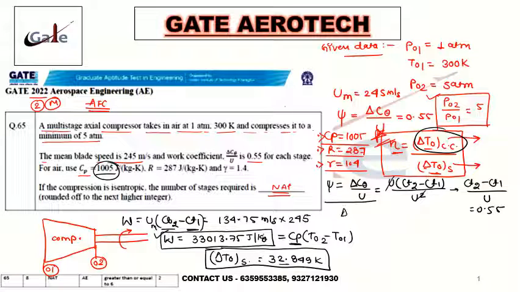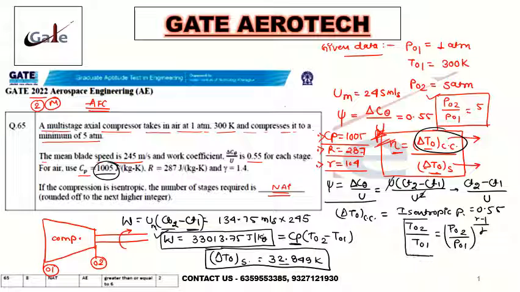Now we need to find the change in temperature across the complete compressor. So if you see, they have given that the compression process is isentropic. If you remember, the isentropic process is given by this formula: T02 divided by T01 equals P02 divided by P01 raised to gamma minus 1 by gamma. If you don't know, just remember this or plug in this formula. This is a very important formula for solving your compressor.